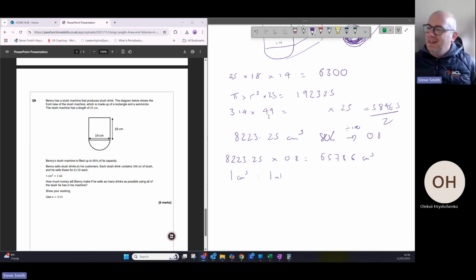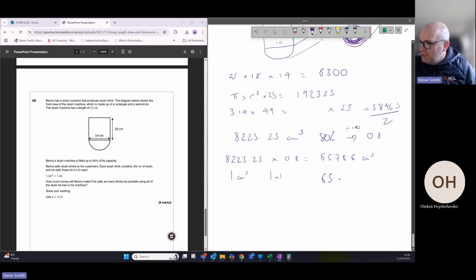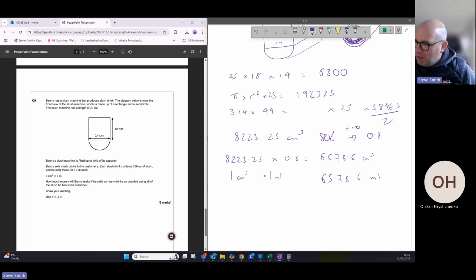Okay, right. We've got 1 centimeter cubed equals 1 milliliter. So we can see here that is basically saying we've got 6,578.6 milliliters. It's exactly the same, look, all it changes is the units. And we can see that each slush we've got is 300 mils. So I'm going to divide that number by 300 to see how many full cups of slush we can make.